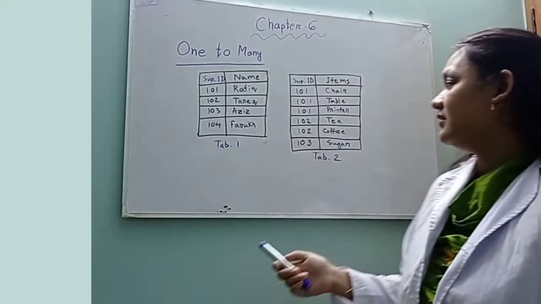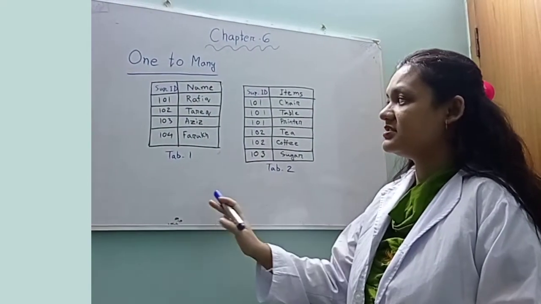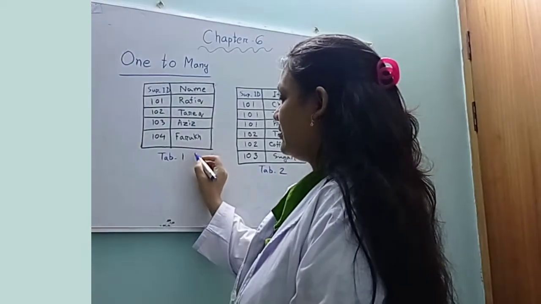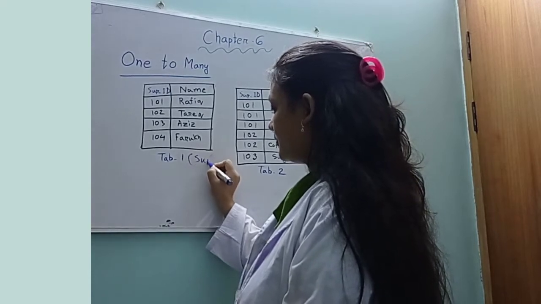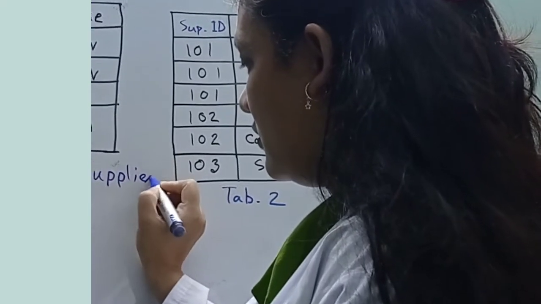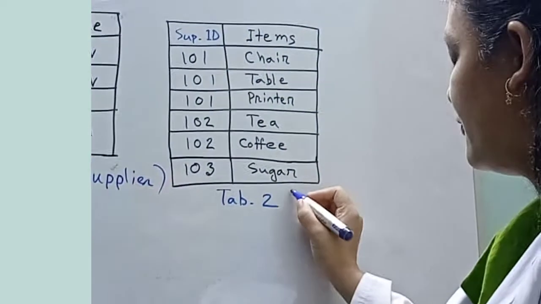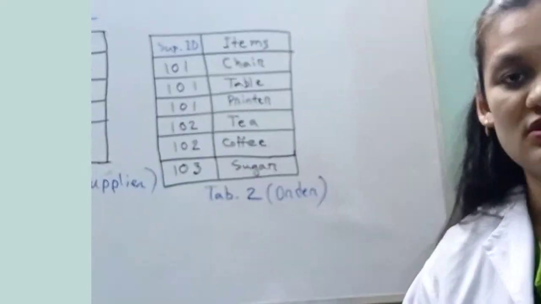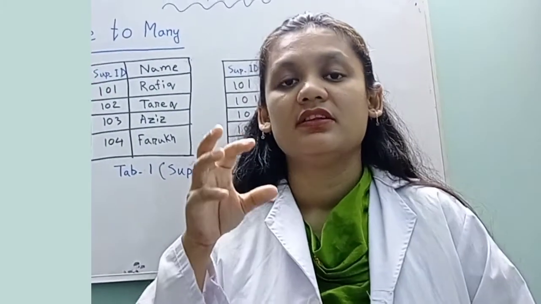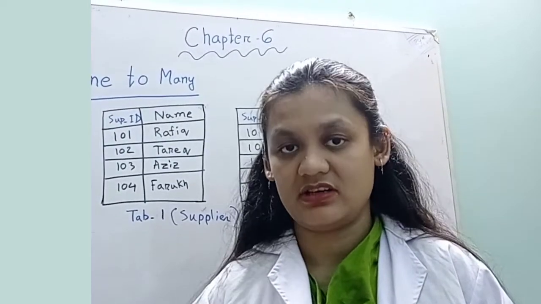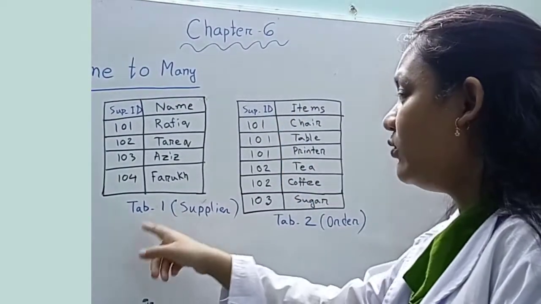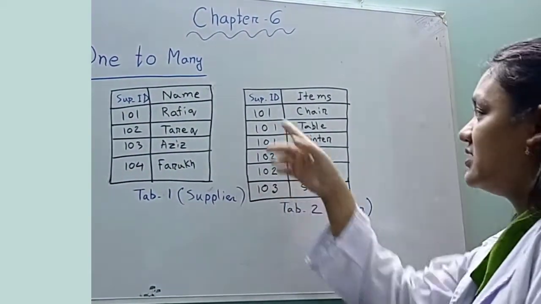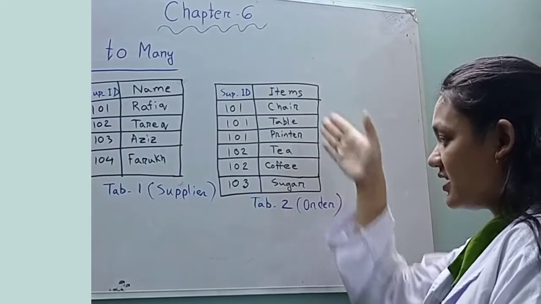So here you see in table number 1, let's say it's a supplier table, and table 2 is the order table. This table is for supplier and this table is for order. In an office or in that specific organization, they should have the record in their database. See, in table 1 there are supplier ID and their name. And in table 2 there are supplier ID and the ordered item.